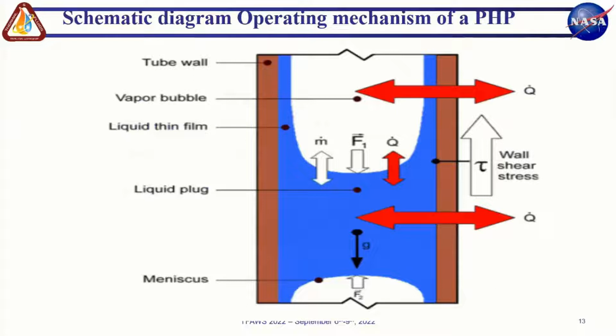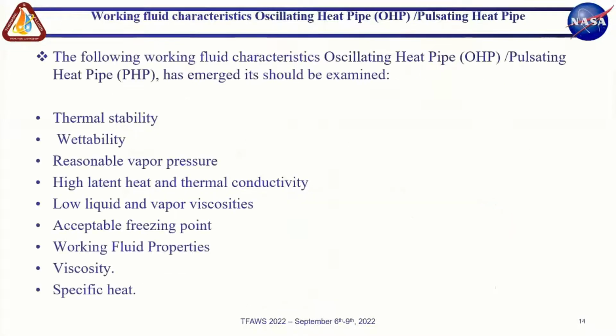This is a schematic diagram of the OSP phase. Next, the working fluid characteristics of OSP, which depend on thermal stability, compatibility, reasonable vapor pressure, high latent heat and thermal conductivity, low liquid and vapor viscosity, acceptable freezing points, and working fluid properties such as viscosity and specific heat.